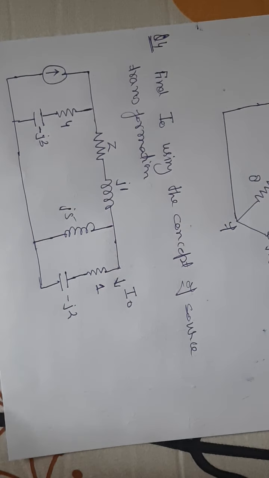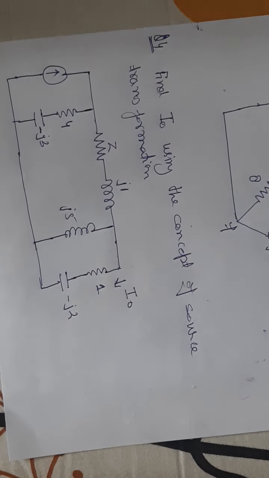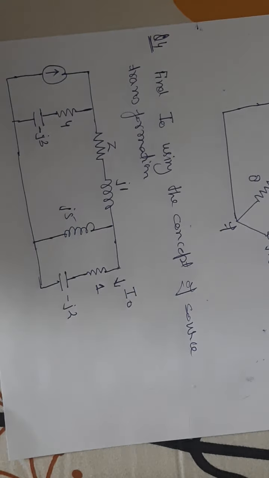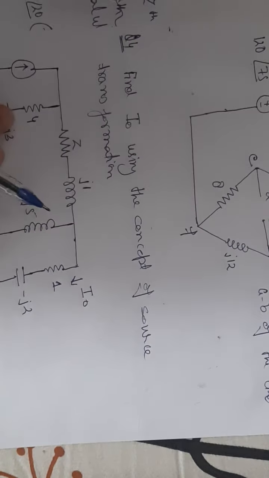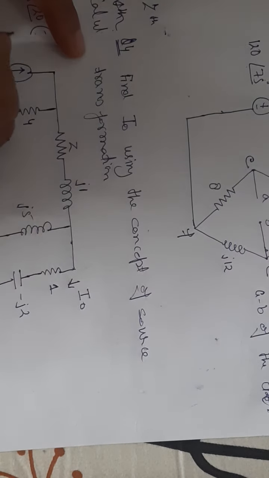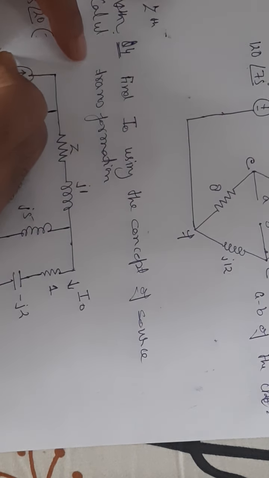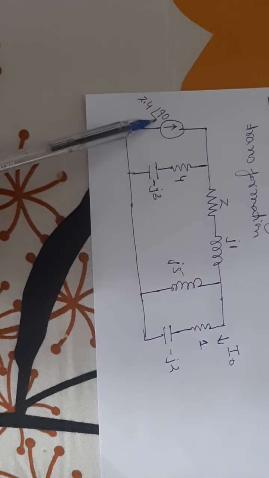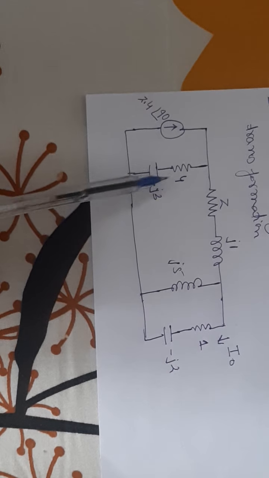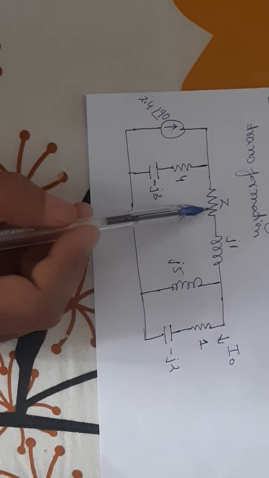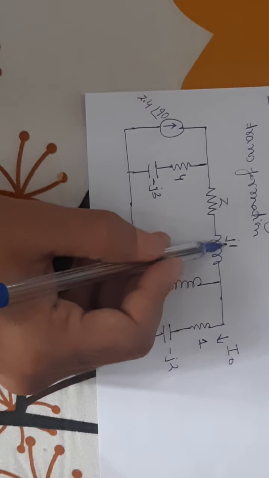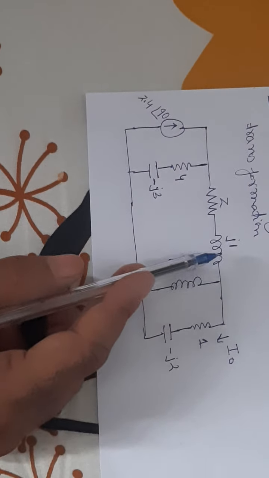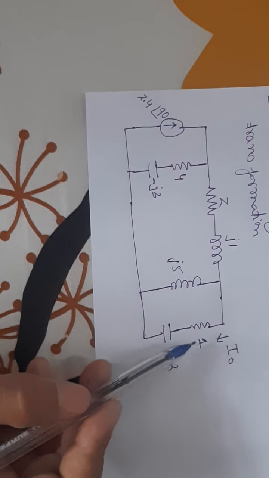I have not shown the value of the current source, just a minute. What is the value of this current source? It is 2.4 angle 90. So you have a current source of 2.4 angle 90. Then you have this branch with a resistor and capacitor. Then this is a 2 ohm resistor, this is a plus 1j ohm inductor, a 5j ohm inductor. Again you have a resistor and capacitor.